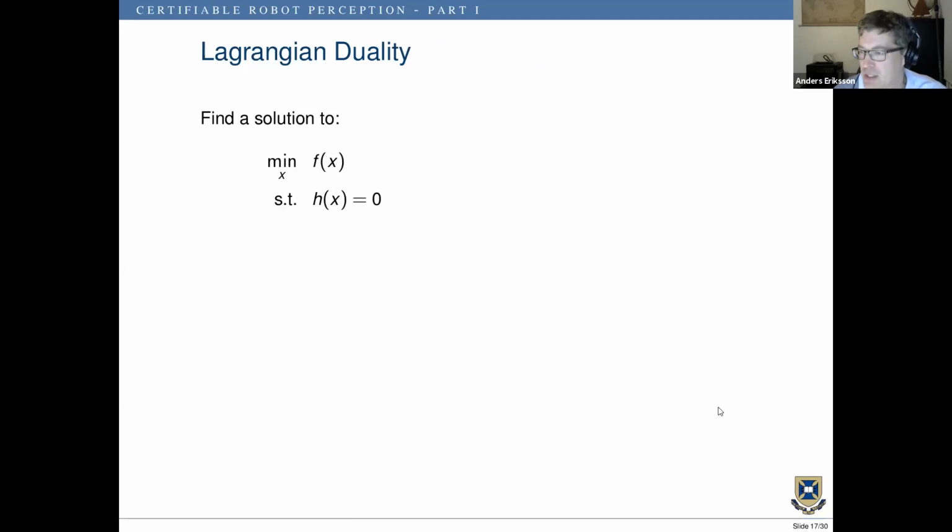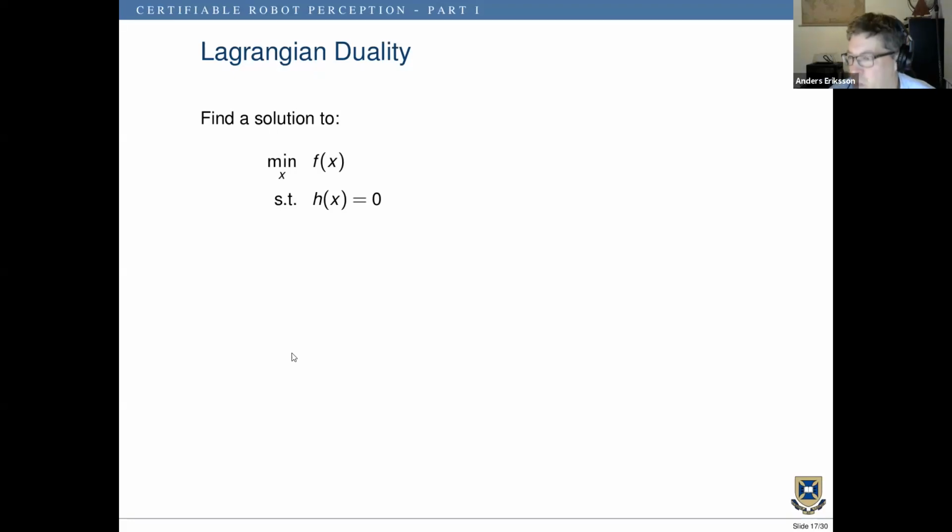To try and illustrate that, we're going to start off by looking at this problem here. So again, this is our setting. Let's say this is the problem that we want to solve. I'm just going to use equality constraints for simplicity. You can do exactly the same thing using inequality constraints as well. It just makes the notation a little bit messier.